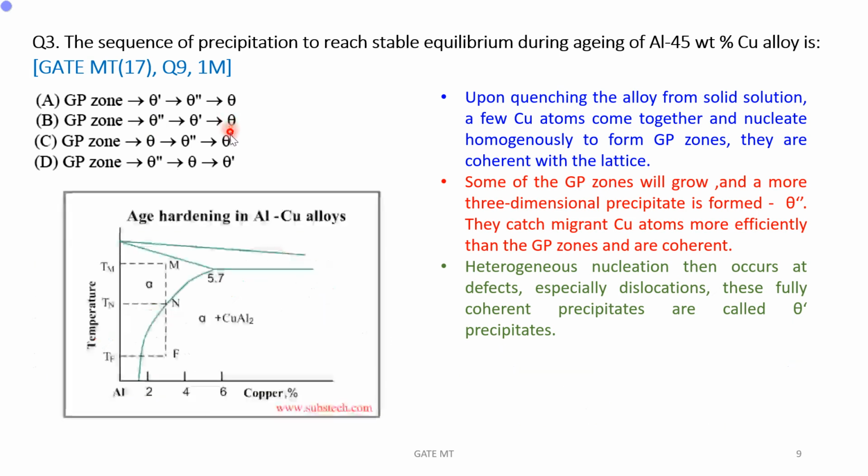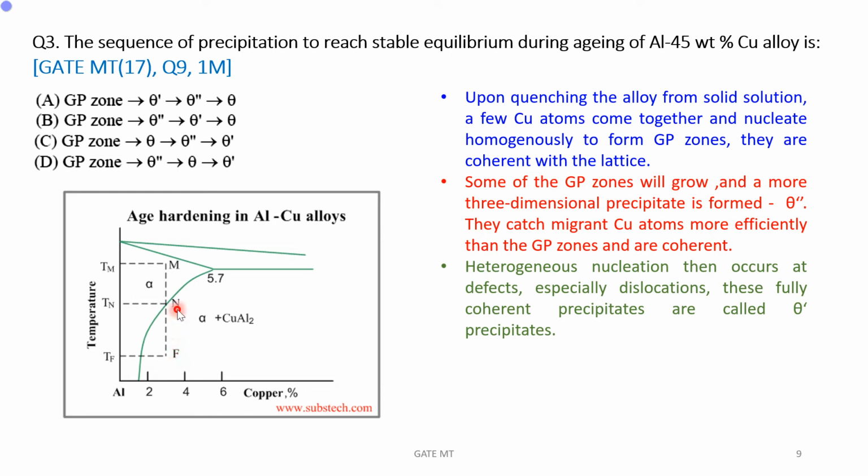theta. So we may think that this sequence of precipitation is very easily rememberable, but we should know which among these are coherent and which are incoherent. So incoherent will be theta alone. Theta prime, theta double prime, and GP zone will be coherent. The incoherent one will be the last precipitate. And what are the temperatures associated with age hardening? Initially, we will be heating above the solvus. We will homogenize it so that we get alpha only. Then we will rapidly quench to F so that we will have a supersaturated solution of copper.